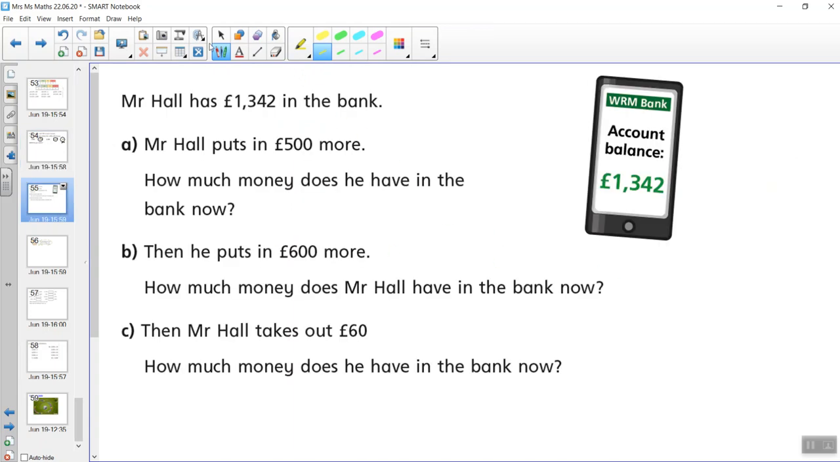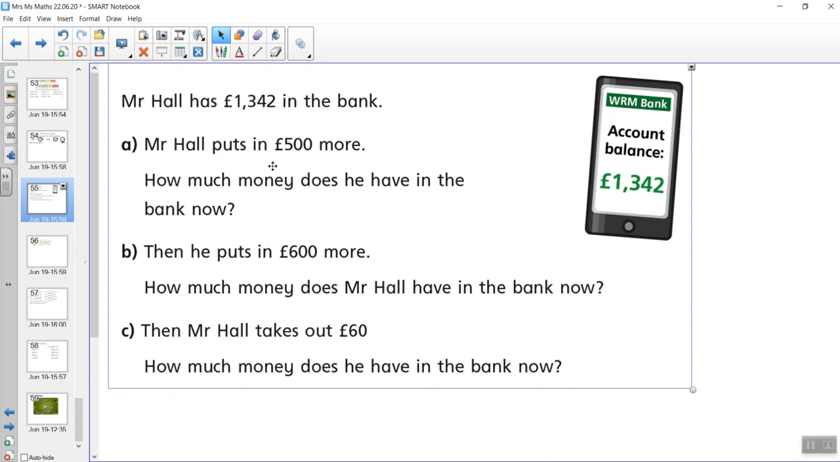We've got some calculating to do now. Mr. Hall has got £1,342 in his bank account. He puts in 500 more pounds. How much money will he have in the bank now? Try these and then send me your answers.